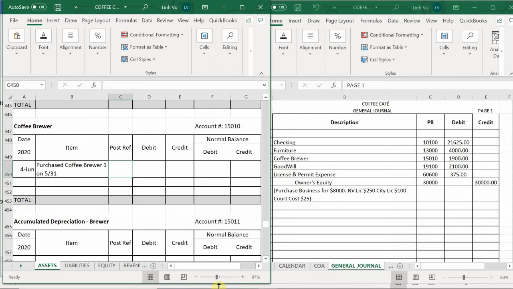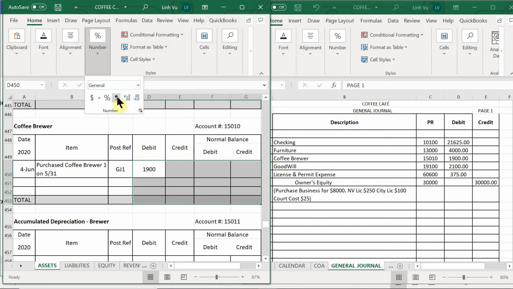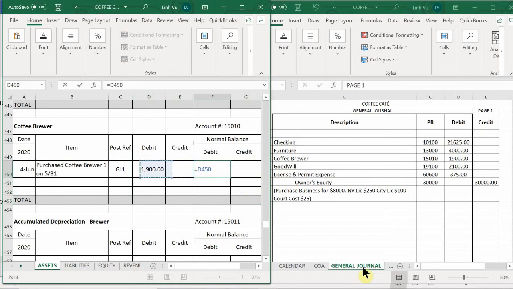Okay, so there we go. So post reference, once again, this transaction happened on my first general journal. Now, did I debit or did I credit my account? Debit. You debited for $1,900. Okay? And because once again, that was the first thing I added to my coffee brewer account, I have a debit balance of $1,900.